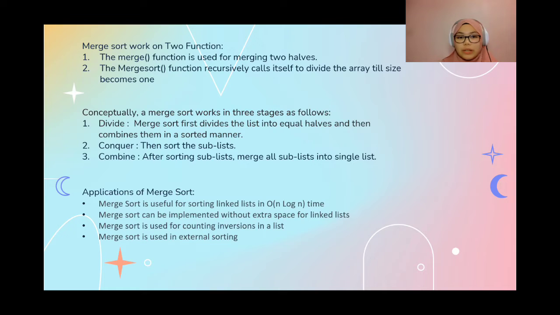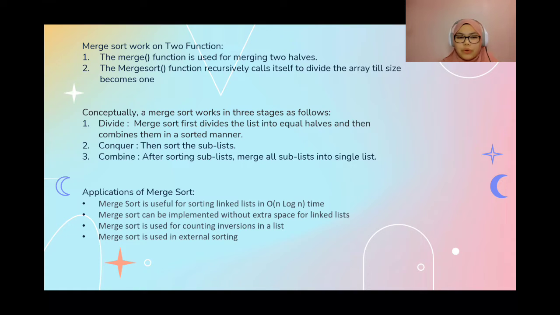So conceptually, merge sort works in 3 stages as follows. The first stage is divide. Merge sort first divides the list into equal halves and then combines them in a sorted manner. The second stage is conquer. We sort the sublists. And then the third stage is combine. After sorting the sublists, merge all sublists into a single list.